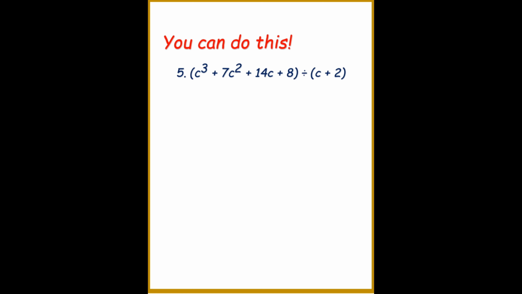And finally, for number 5, we have c cubed plus 7c squared plus 14c plus 8 divided by c plus 2. Copy it. Be careful with the correct signs.